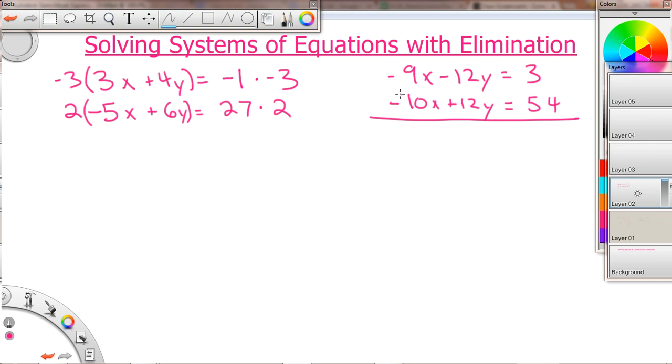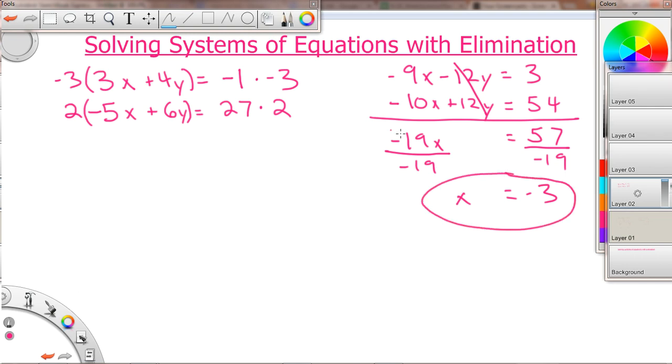Negative 9x plus negative 10x is negative 19x. These two cancel just like we wanted them to, and 3 plus 54 is 57. I'll divide both sides of this equation by negative 19, and 57 divided by 19 is 3. One negative sign means negative 3. x equals negative 3. So what I'm going to do now is the same thing we always do once we have half our solution, which is plug this x into one of these equations and solve for y.